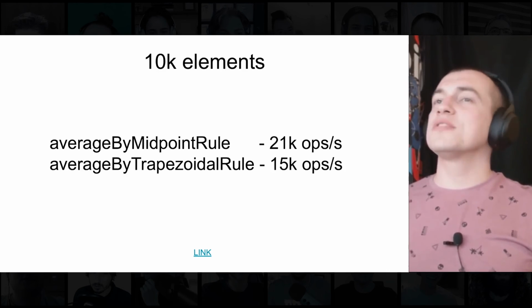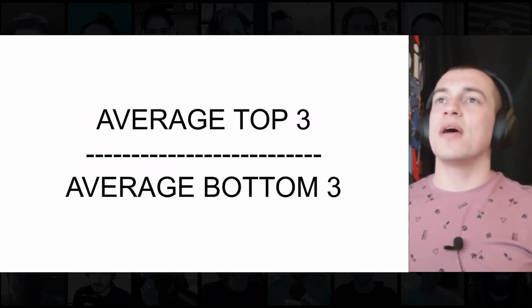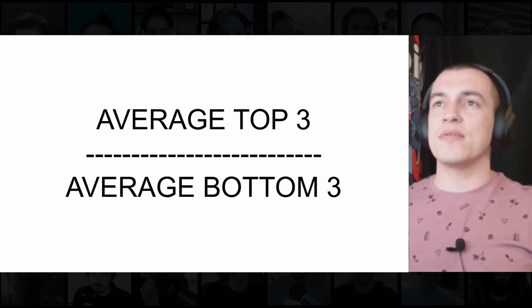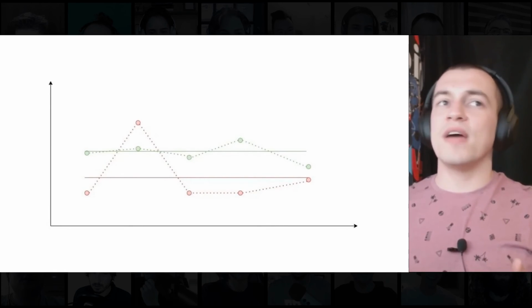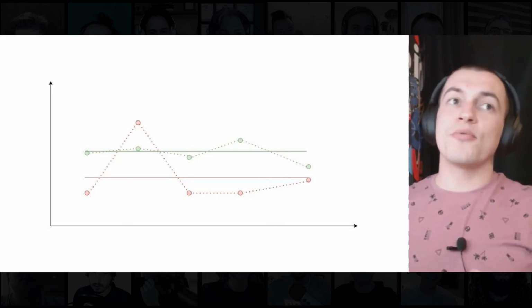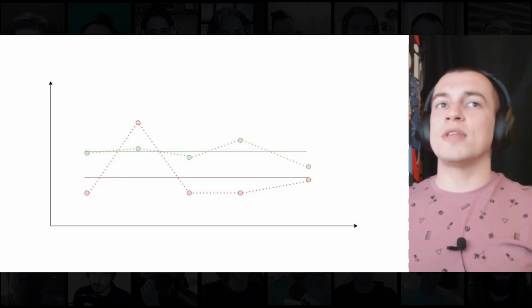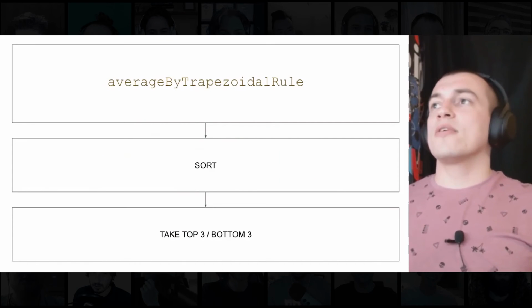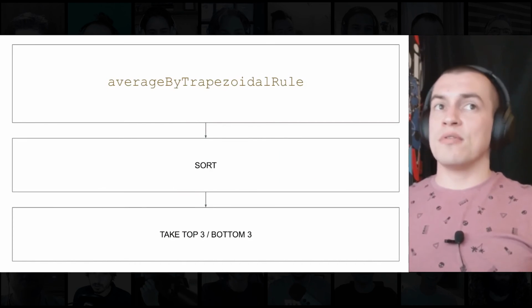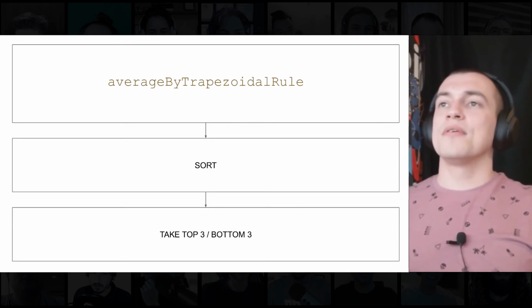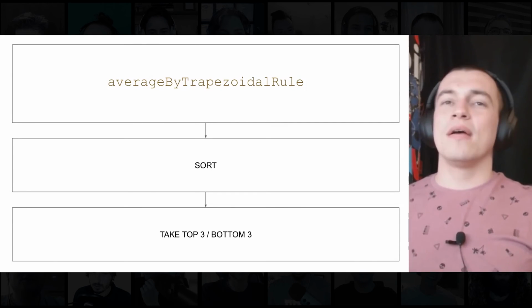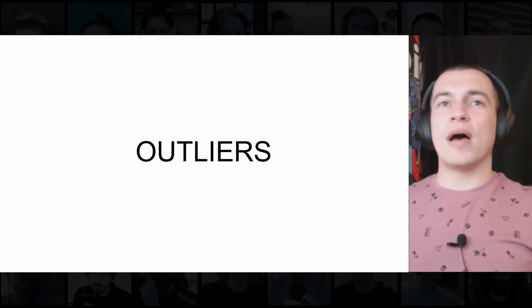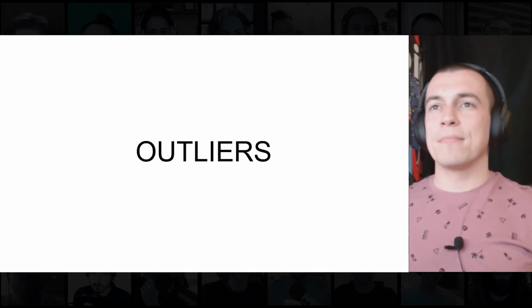With all that knowledge, let's jump to the next filters, average top 3 and average bottom 3. Now, instead of taking the absolute max value, absolute mean value, we use the trapezoidal rule to calculate the average for every time series. And the algorithm looks like this. Calculate the average using trapezoidal rule, sort the time series, and take top 3 or bottom 3. And now our jewel in the crown, outliers.